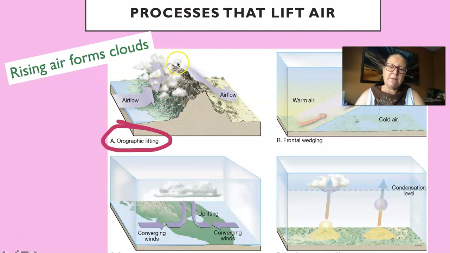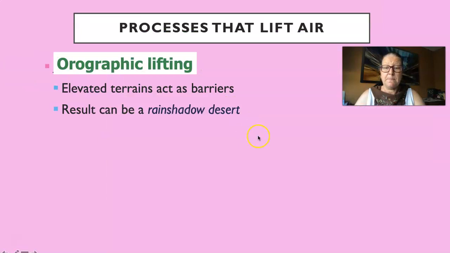And so when that air gets over the mountain to the other side, it is now dry air. All the moisture has been rained out of it. And then we often get something called a rain shadow desert on the leeward side of the mountains. So here's a quick definition.